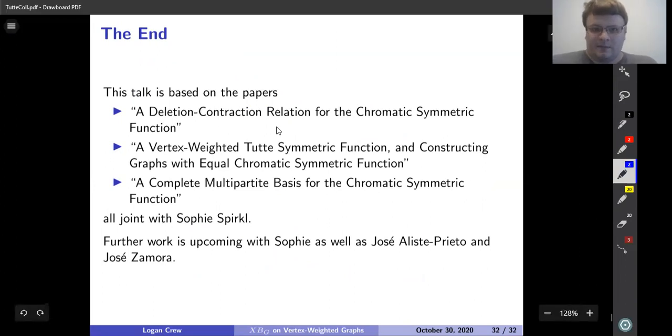And this talk has been based on a series of 3 papers that Sophie and I have written. And in particular, this second paper we are releasing a new version of shortly. And that's going to be joined with Jose Alist Prieto and Jose Zamora, who are going to add some more data about how to construct graphs with equal XB.